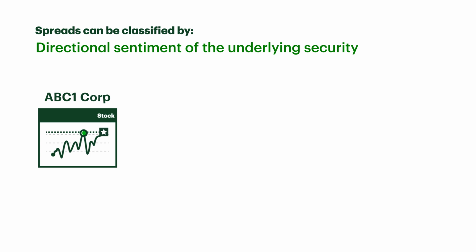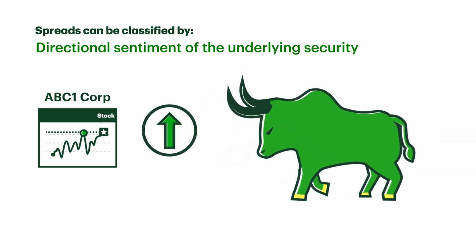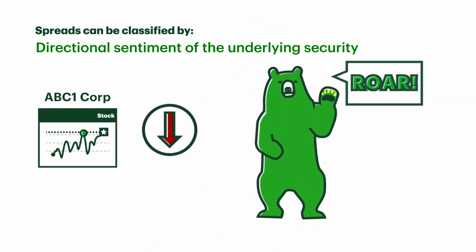The last way we can classify spreads is by the directional sentiment for the underlying security. If the spread aims to profit when the underlying security goes up, it's a bullish spread. And if the spread aims to profit when the underlying security goes down, then it's a bearish spread. Determining the directional sentiment for Jack's trade can be a little tricky at first glance. But here's a little secret that might make it easier to figure out.